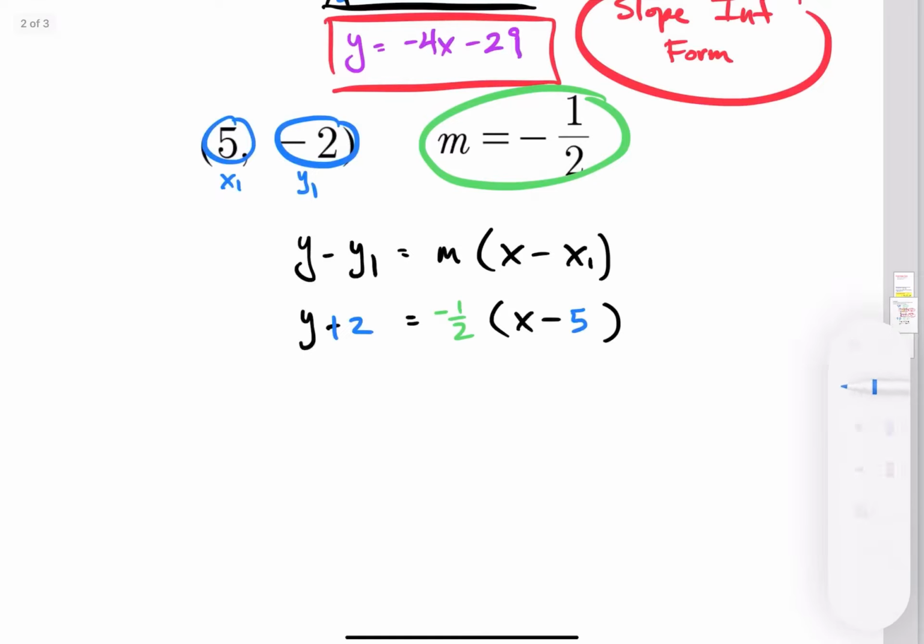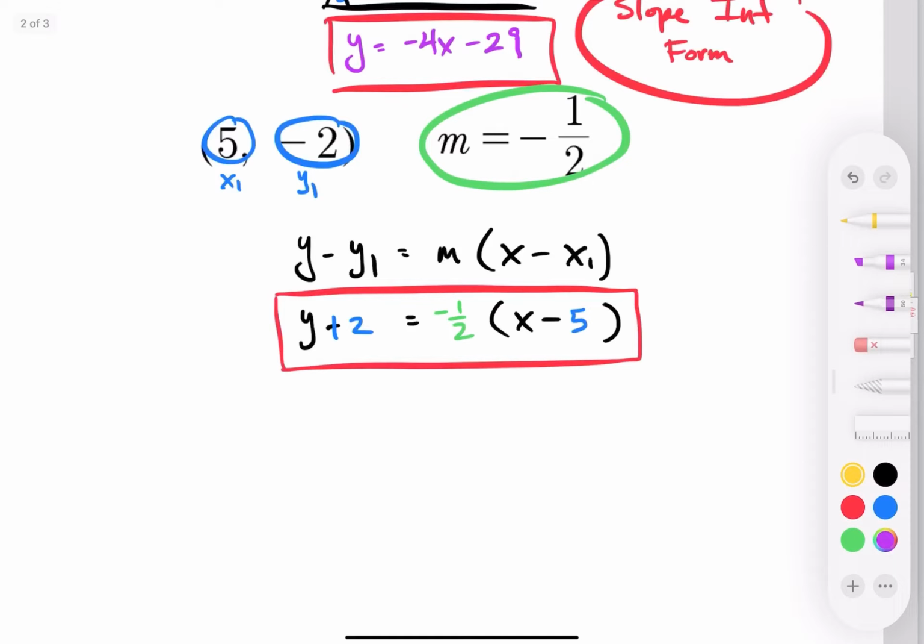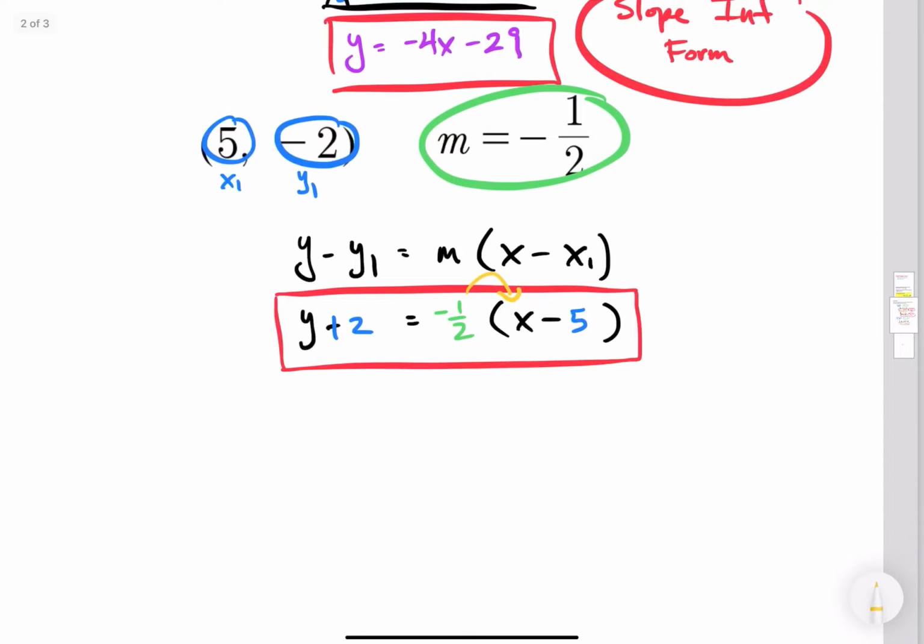And that's all you need to do. There's our point-slope form. Okay, and again, if you want to go ahead and convert it into slope-intercept form, all you got to do is solve. We distribute. So if I want it into slope-intercept form, I'm going to distribute. So that's going to give us negative 1/2 x, and negative 1/2 times negative 5 is just positive 5 over 2. Okay, we'll bring down that y plus 2.